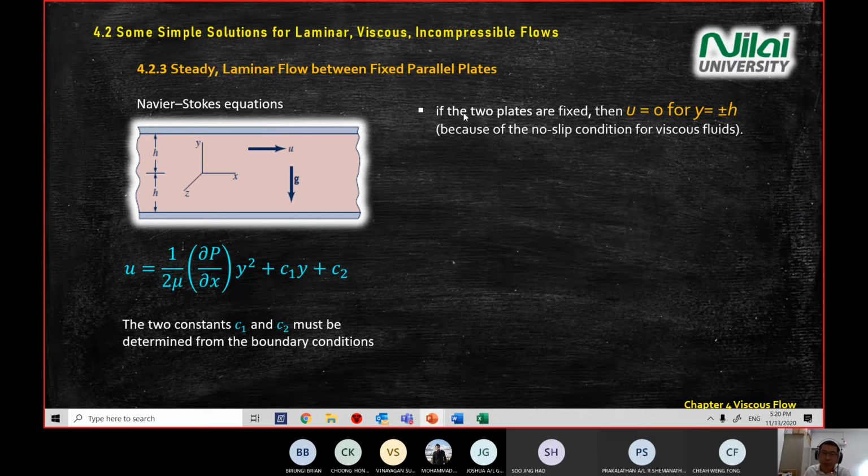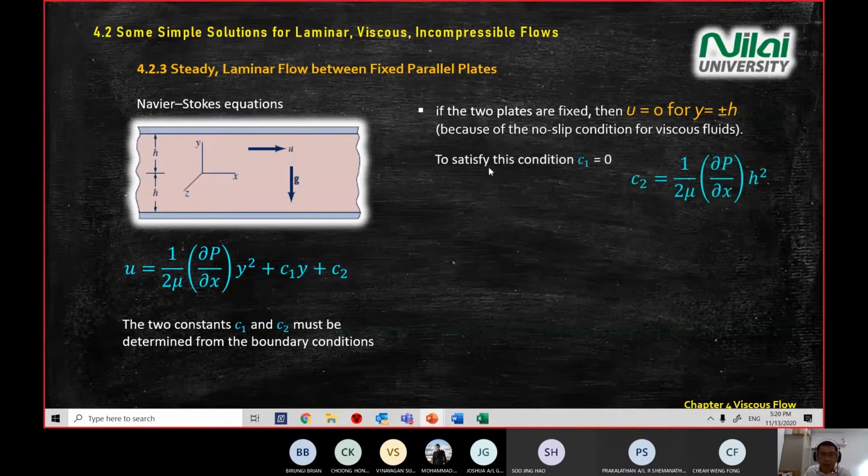The first one is when the 2 plates are fixed, our u is 0 at the location here. When our location is h here, this is positive h, this is negative h, because our starting point, the initial point, is at the center. So going up is positive, going down is negative. So either way, positive h or negative h, at this location, your velocity is 0. There's no velocity at this region.